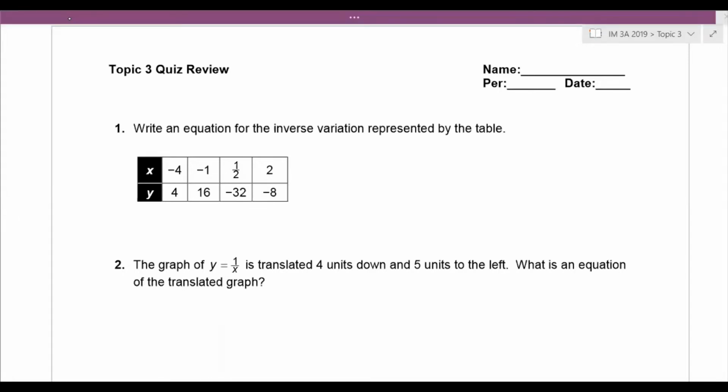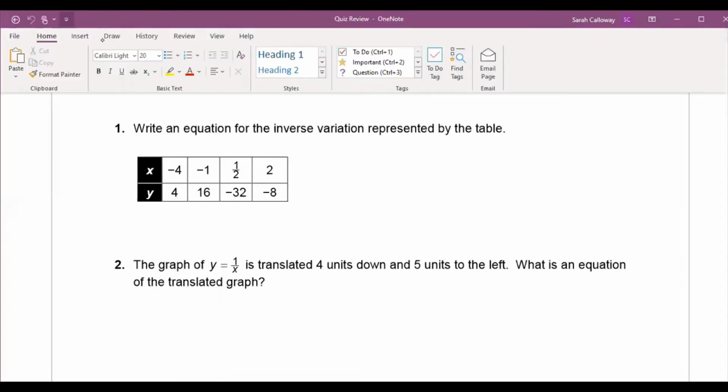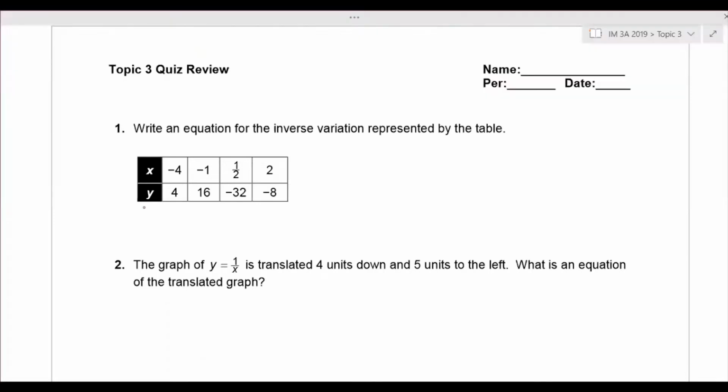So remember that with inverse variation, the way that we can tell that something is inverse variation is by looking at x times y. And so for each of these, -4 times 4 is -16. -1 times 16 is -16. Half of -32 is -16. And then 2 times -8 is -16. And so that value, x times y, is the constant of variation, k.